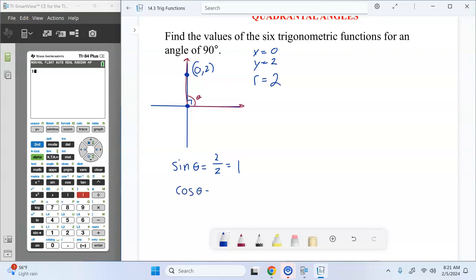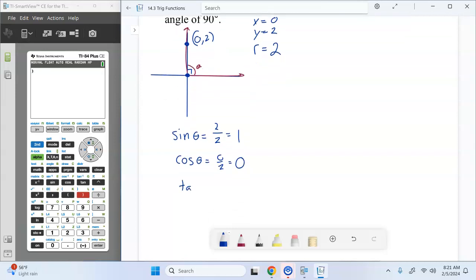Cosine is what? 0 over 2, which equals 0. Tangent is what? 2 over 0, which equals what? Undefined. Remember that from earlier? That's why we end up getting something with an x value of 0. We're on the y-axis. Our x value is 0, giving us an undefined tangent.